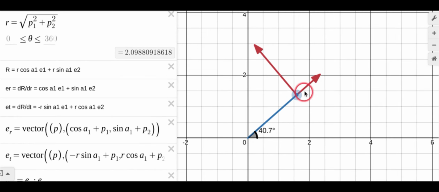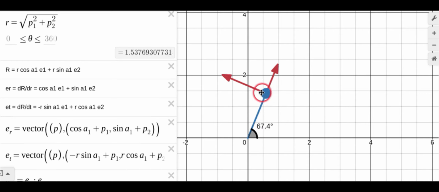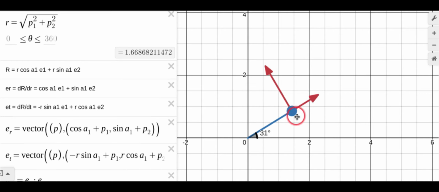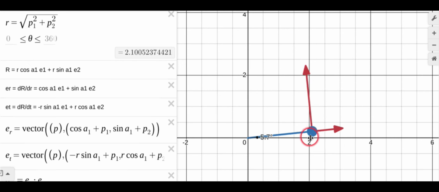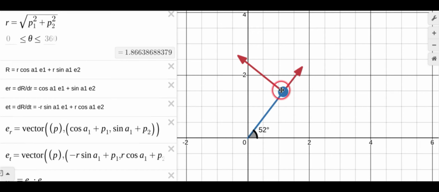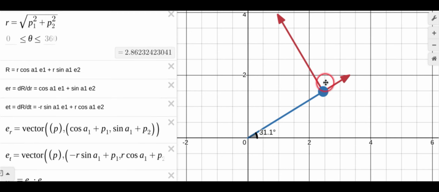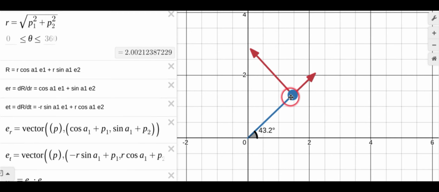So we've got E theta and ER, and you notice they're orthogonal. They're 90 degrees apart. Now watch this E theta. It changes not only direction when you change, but it changes length, right? So at a constant radius, the length will be the same, but the direction will change. But it also changes length as you change R, okay? And it turns out that it is the length of R. You see that? It's the same length.